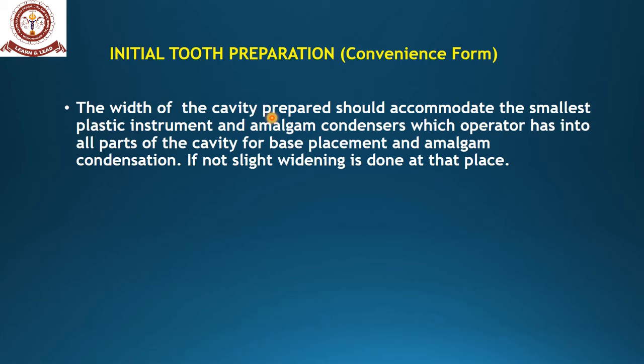So next, the convenience form. The width of the cavity prepared should accommodate the smallest plastic instrument and amalgam condenser which the operator has into all parts of the cavity for base placement and amalgam condensation. If not, slight widening is done at that place.